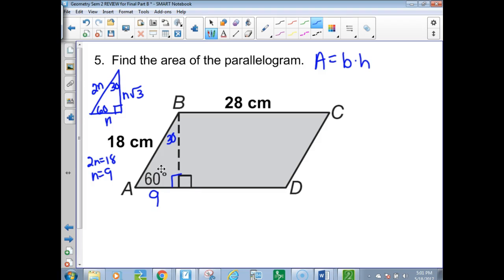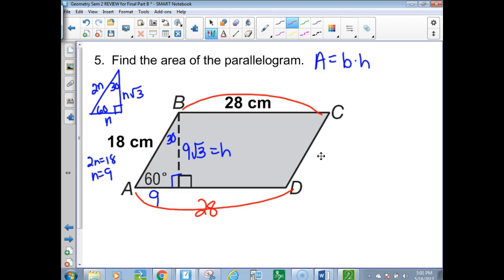That would indicate to us that the side across from the 60 would be 9 times the square root of 3 by following the pattern. Since we have now got the height, that's the height of our parallelogram. Now don't forget, the base down here, AD, is the same as BC, which are interchangeable as the base. This is 28. So our formula for the area is base times height.